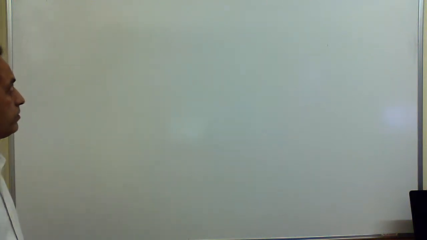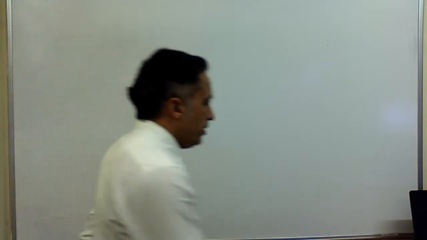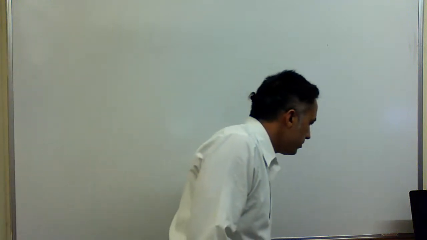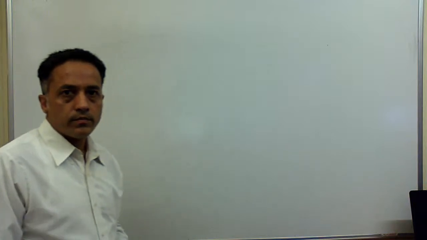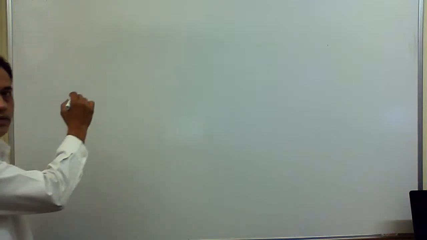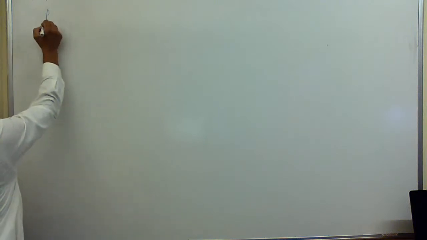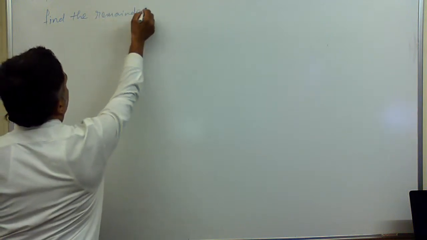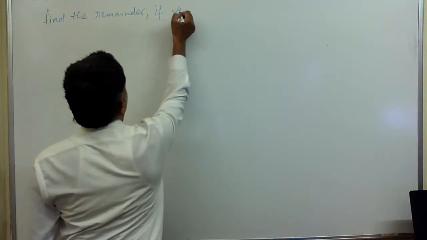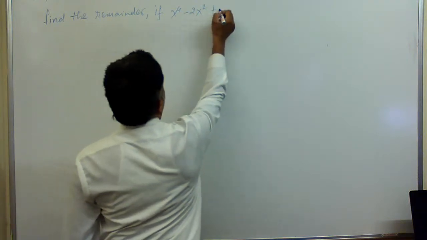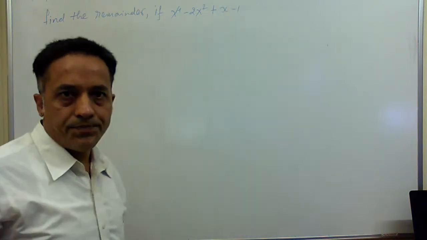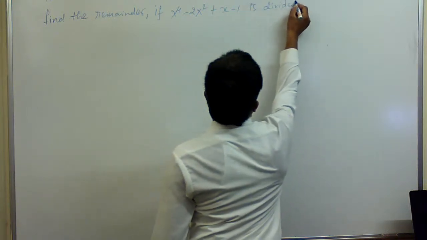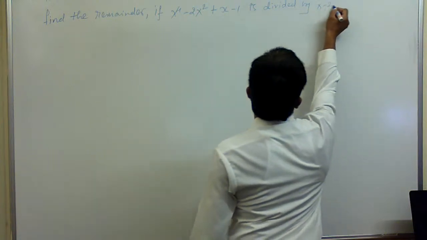So here the question is: find the remainder if x raised to 4 minus 2x square plus x minus 1 is divided by x minus 2.